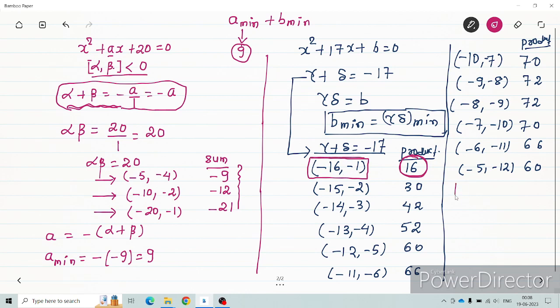So from here we can find that B minimum is the minimum of gamma delta, which is 16. So we have A minimum is 9, and B minimum is 16. So A minimum plus B minimum is 9 plus 16, which is 25. So 25 is the answer for this given problem. Okay, thank you.